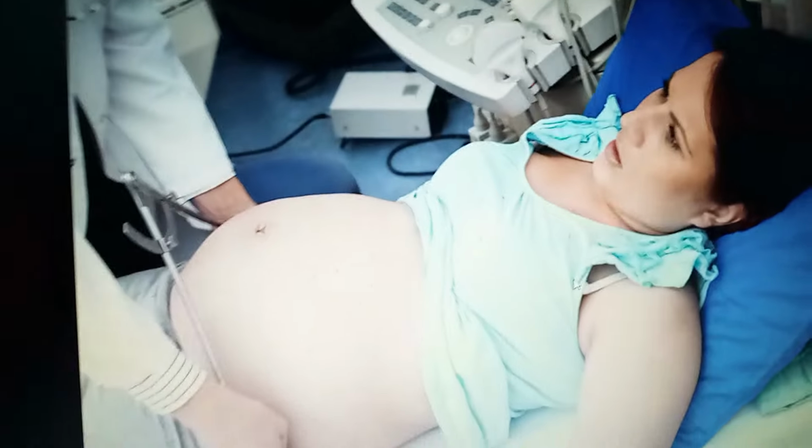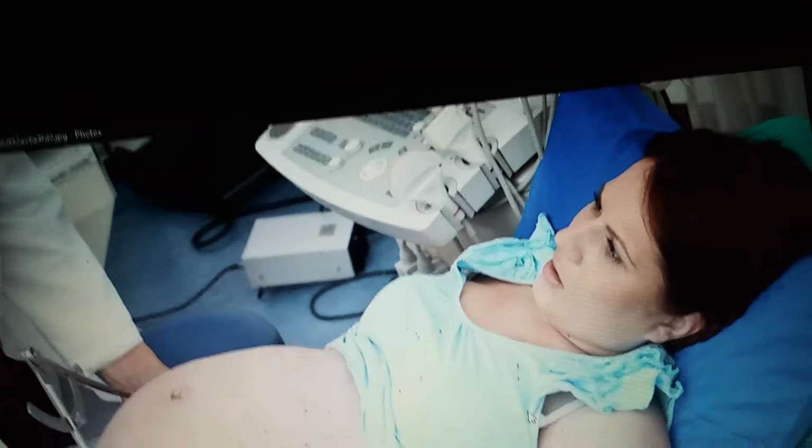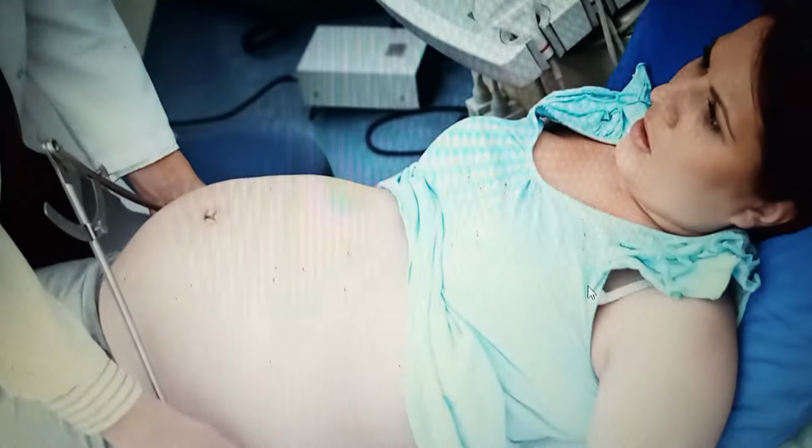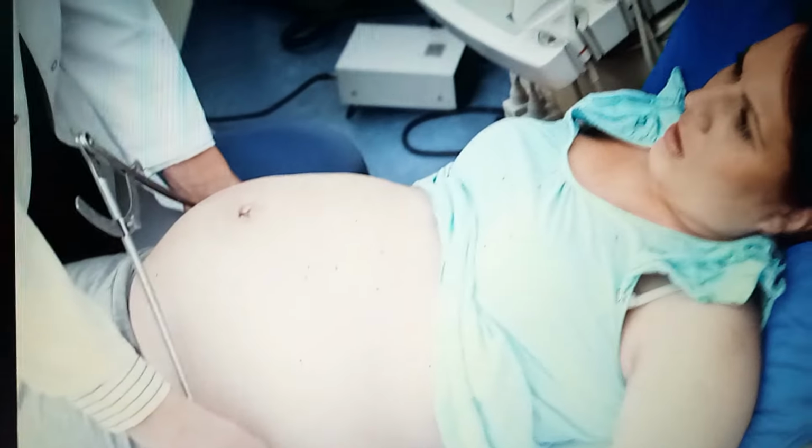So now let's briefly look at how obstructed labor can be diagnosed. How can we diagnose obstructed labor?